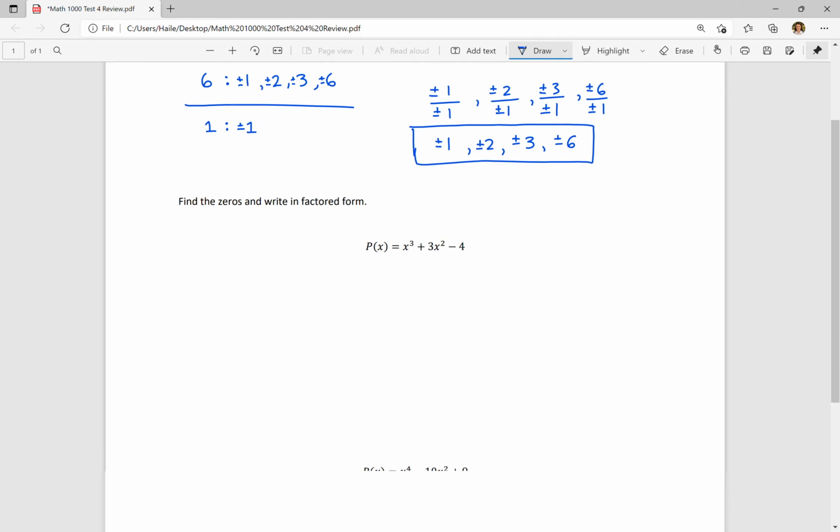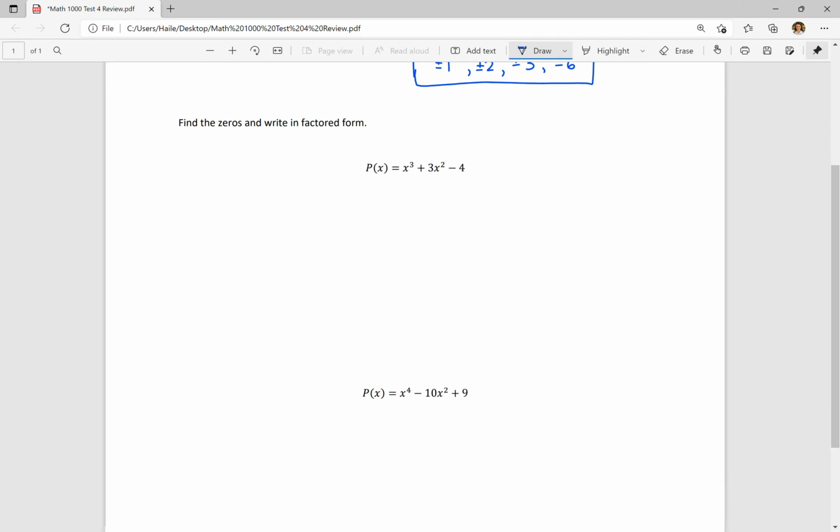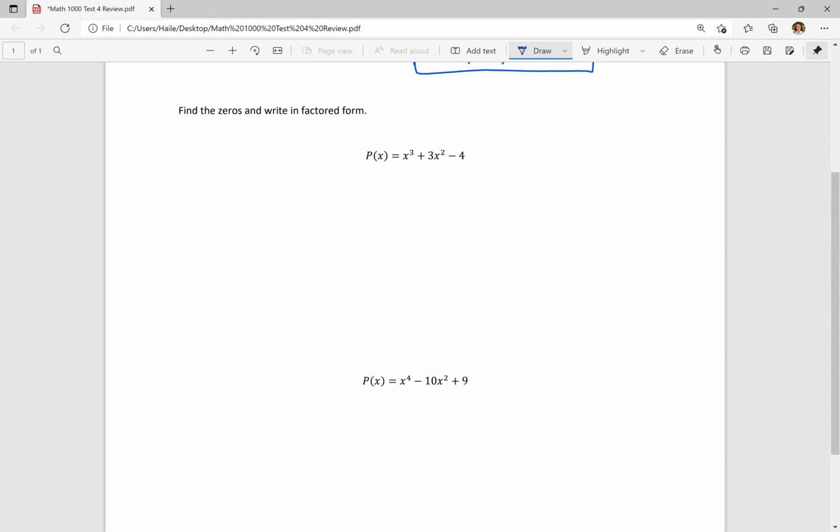Next, we're going to actually find the zeros and write in factored form. So not only are we finding the possible zeros, but we have to actually check and see which ones work. So for this first example, we have p of x is equal to x cubed plus 3x squared minus 4. So we'll start by finding the possible rational zeros. And remember, we do this by looking at the constant term and by looking at the term with highest degree.